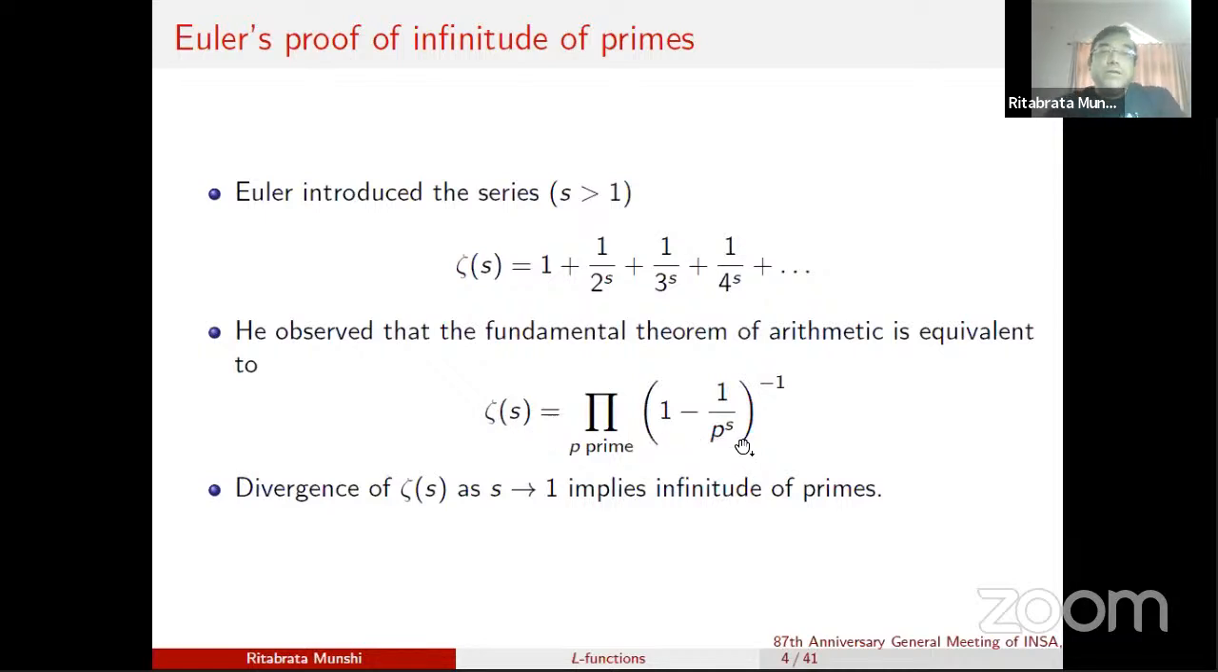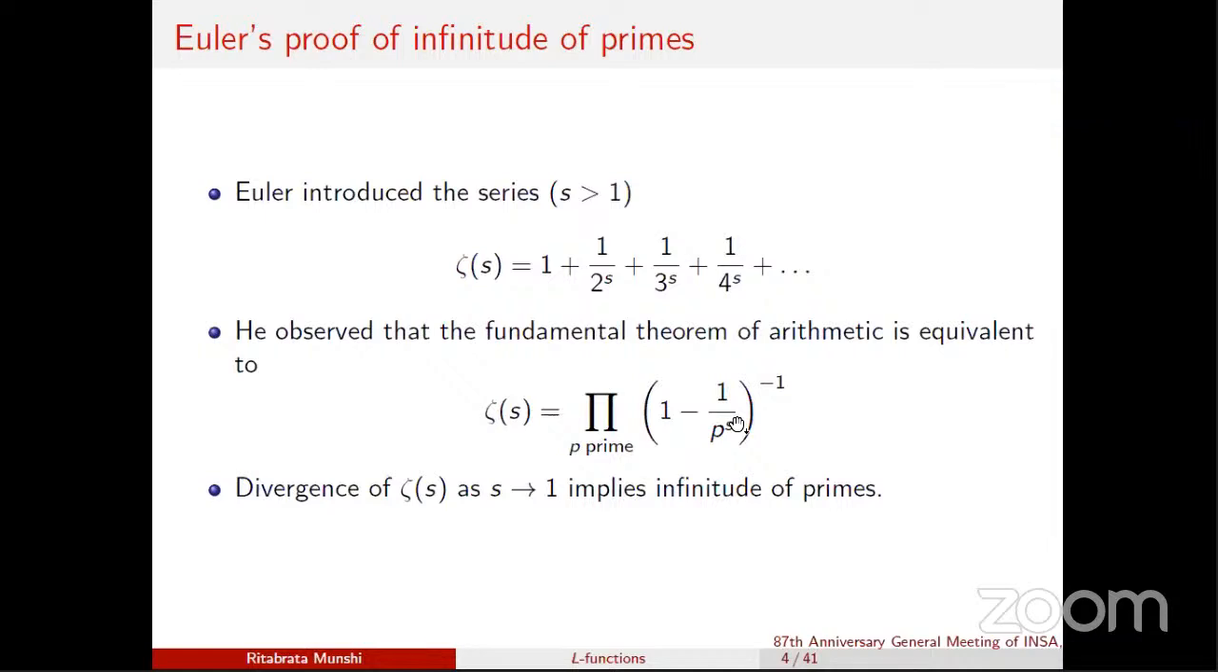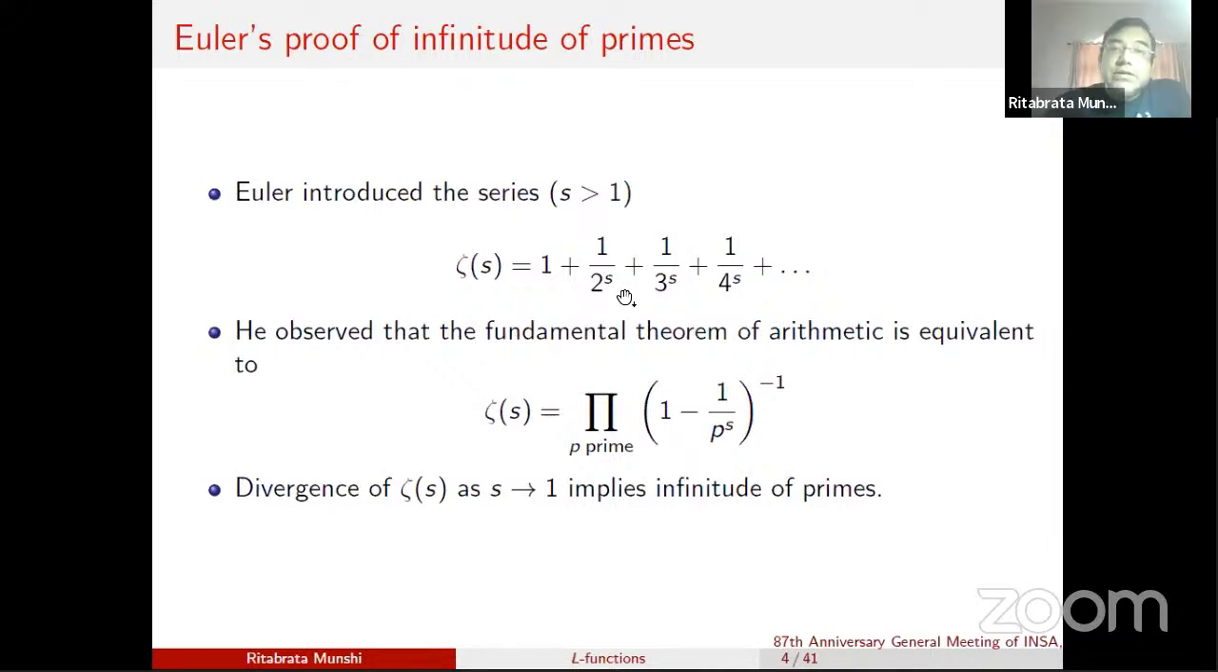Now if you suppose that there are only finitely many primes, then the right-hand side of this product makes sense for s equal to 1 as well. But if you look at the series and take s nearly equal to 1, then this series diverges. That's the contradiction, and so that again implies that there are infinitely many primes. So Euler gave a different proof of the infinitude of primes, and the nice thing about Euler's proof is that you can use it in other scenarios.